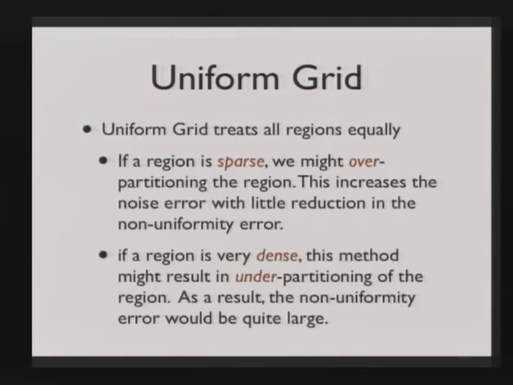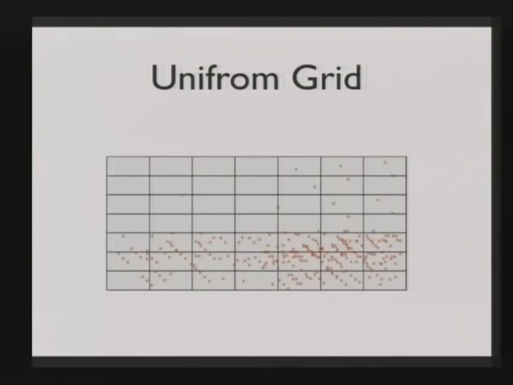Let me give a quick example to show why this might not be beneficial. Let's say my data set looks something like this. I have this one point in the corner of my data domain, and then I have a lot of points in the other corner. If I decide to do a uniform grid approach, I might end up with a grid that looks like this. As you can see, I have more than 10 cells that do not have any nodes in them, while I have one or two cells that have a very large number of points in them. And this is not ideal.